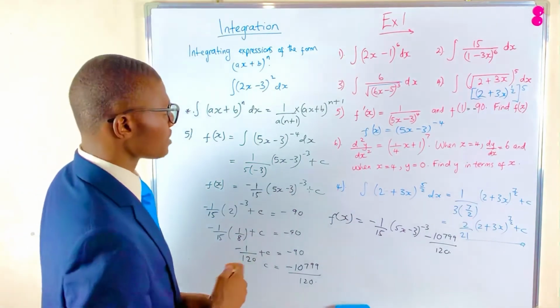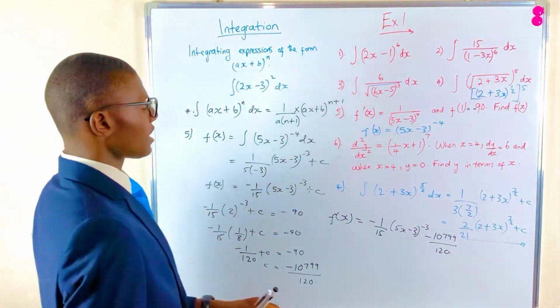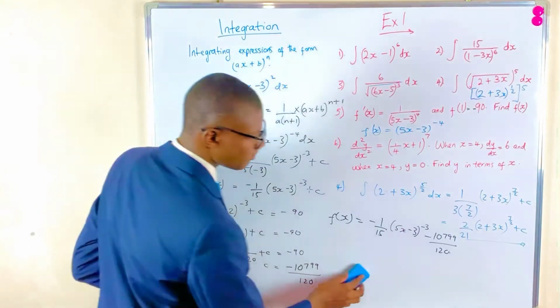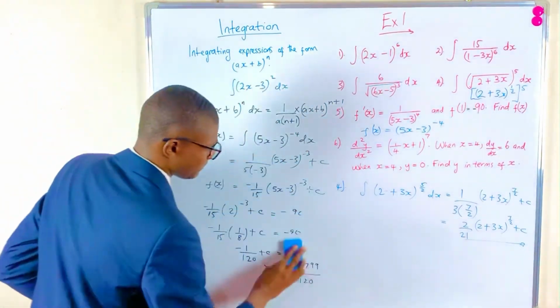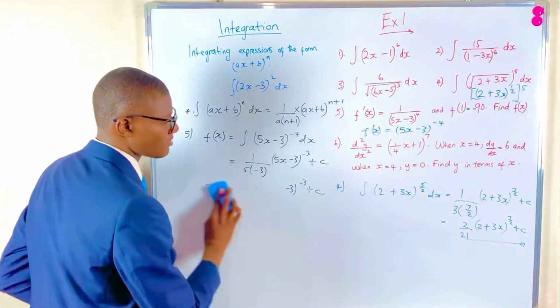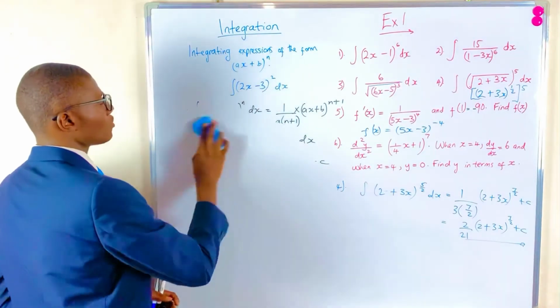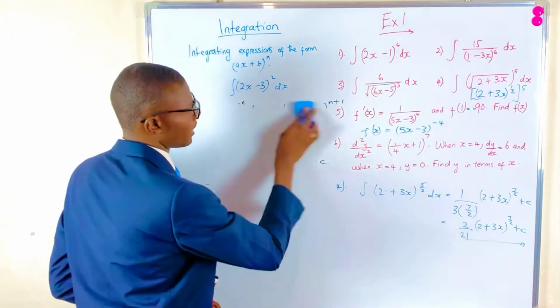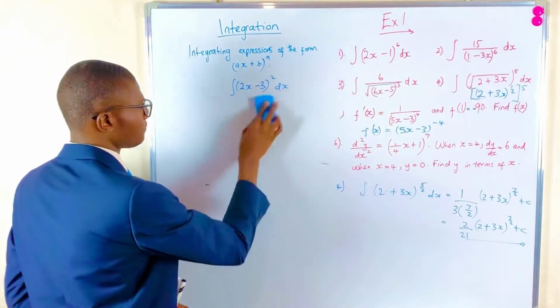Now let's move on to number 6. Allow me to erase number 5 from here, just need to create some space. So, okay, I can erase this part as well.